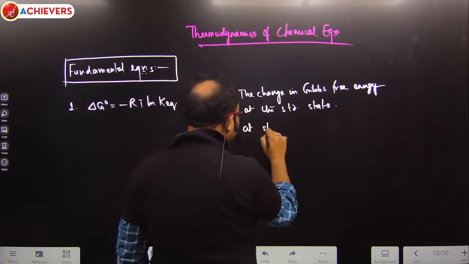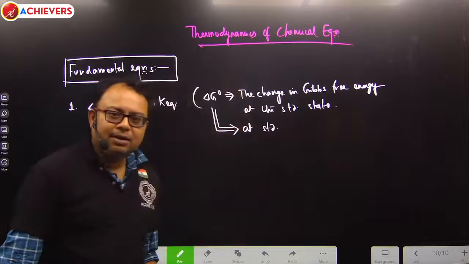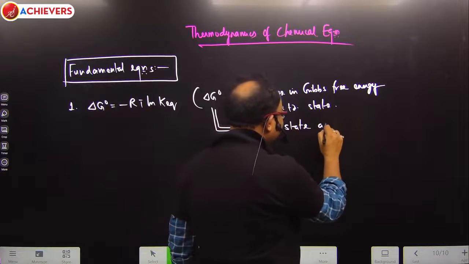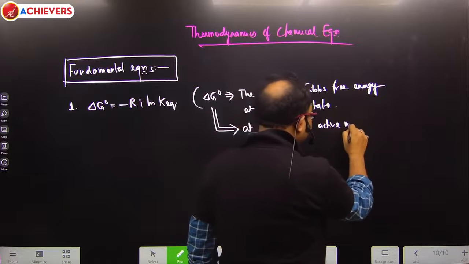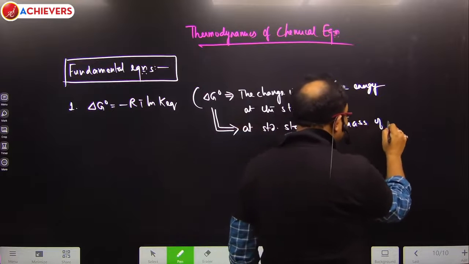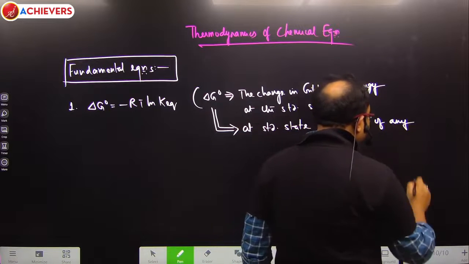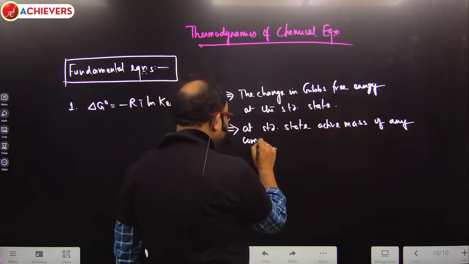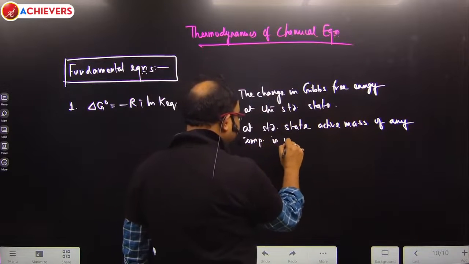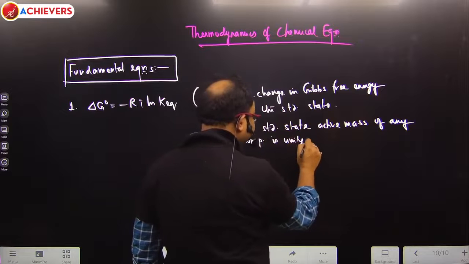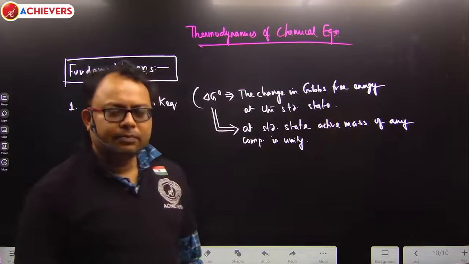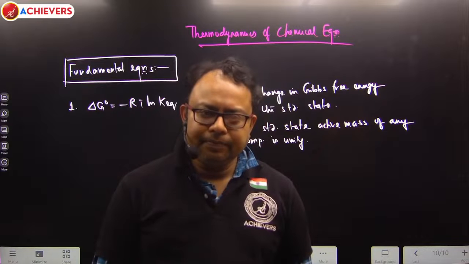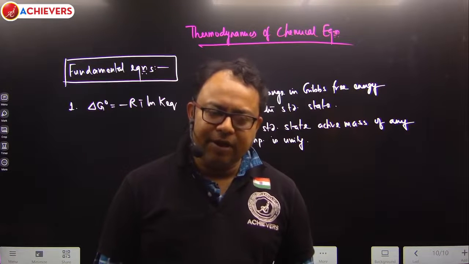At standard state, what is standard state? At standard state, active mass of any component is unity. Okay. At standard state, active mass of any component is unity.